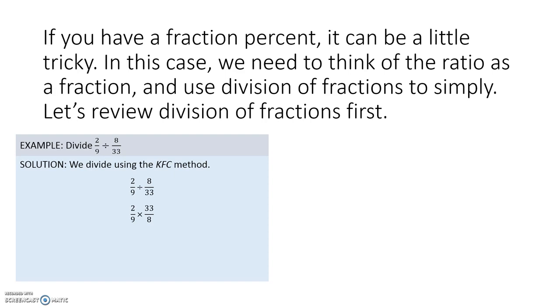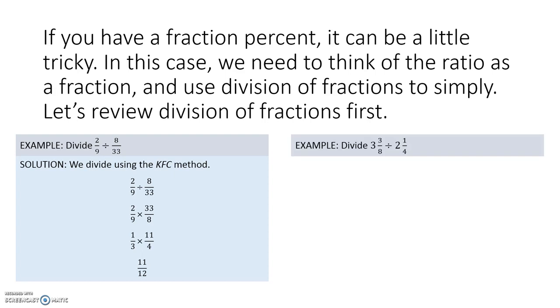We can also look to see if there's any cross cancellation that can be done. You'll notice that the 2 and the 8 have a common factor of 4, and the 9 and the 33 have a common factor of 3. So we remove both of those factors. Then, once we have our fractions reduced, we can then multiply the numerators together and multiply the denominators together. So 2/9 divided by 8/33 leaves us with 11/12.